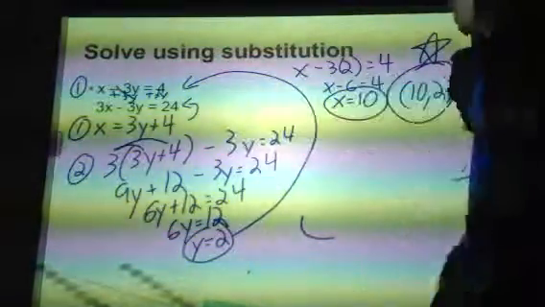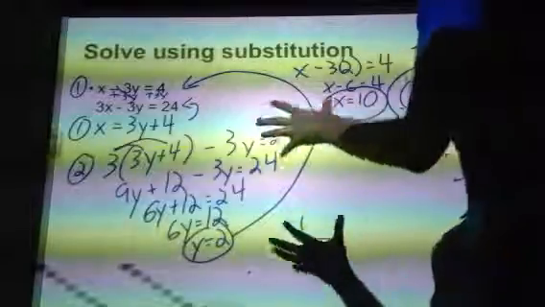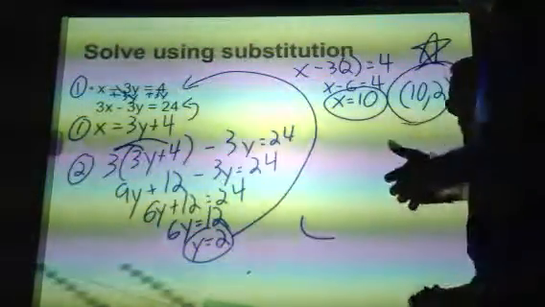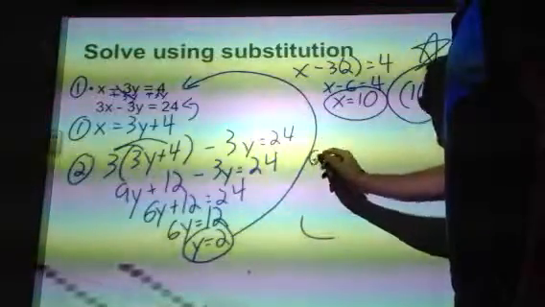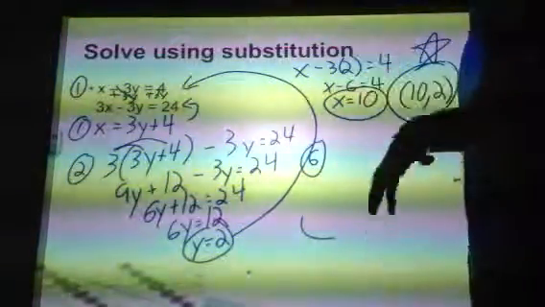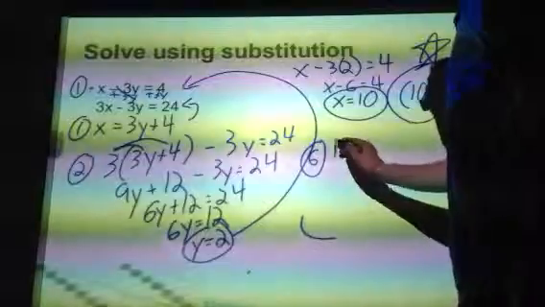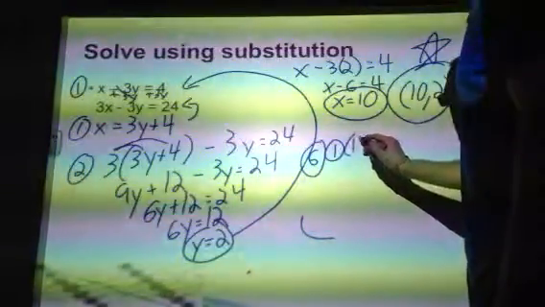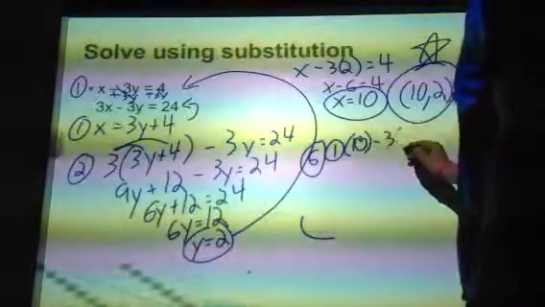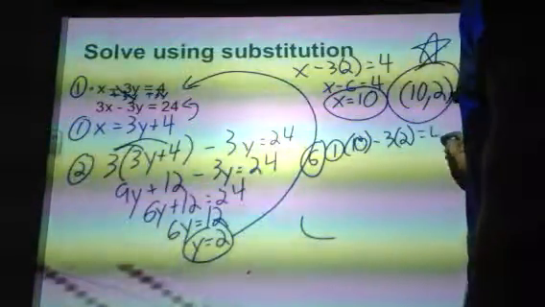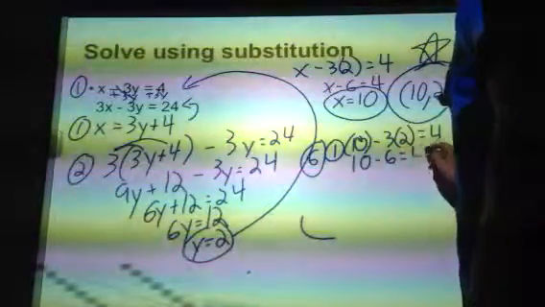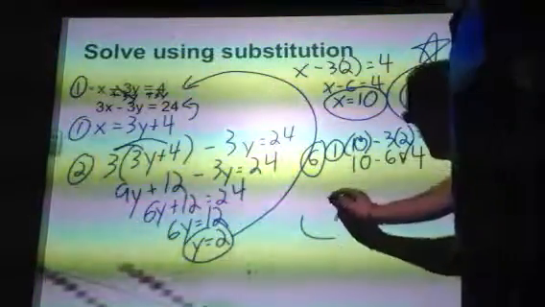I just circled a couple steps to get to that final answer. Write your x and your y in an ordered pair. And now our last step, step 6. Step 6 is substitute it back in, make sure it's okay. So for equation 1, x is 10 minus 3 times y, which is 2, equals 4. So 10 minus 6 equals 4. That's a true thing, so we're good there.